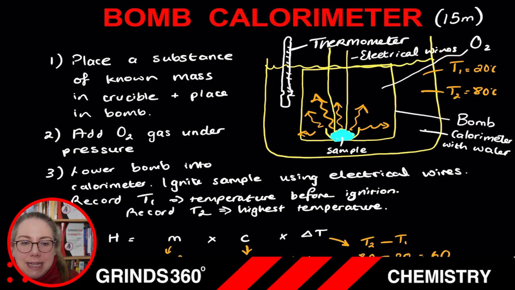Right, that is it for the bomb calorimeter and heat of combustion. Now, this isn't the last we're going to see of heat of combustion. In a few lessons' time, we're going to look at how do we actually calculate how much energy is released during a combustion reaction. Okay, and I'll see you then.